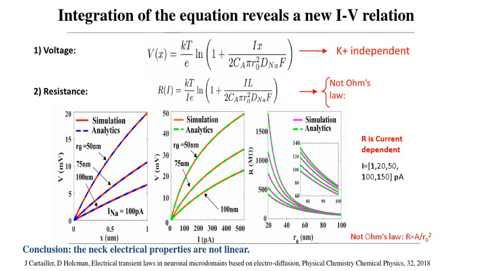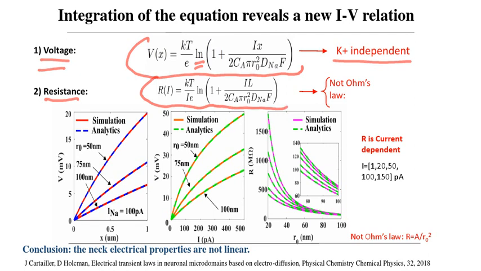So then what we can do is to estimate the voltage. The voltage is not a linear function of the injected current. It depends on the log, and it is independent of the potassium concentration. In addition, the resistance again depends on the log of the injected current, the length of the spine, the concentration of ions, the diffusion coefficient of the sodium, and the Faraday constant.